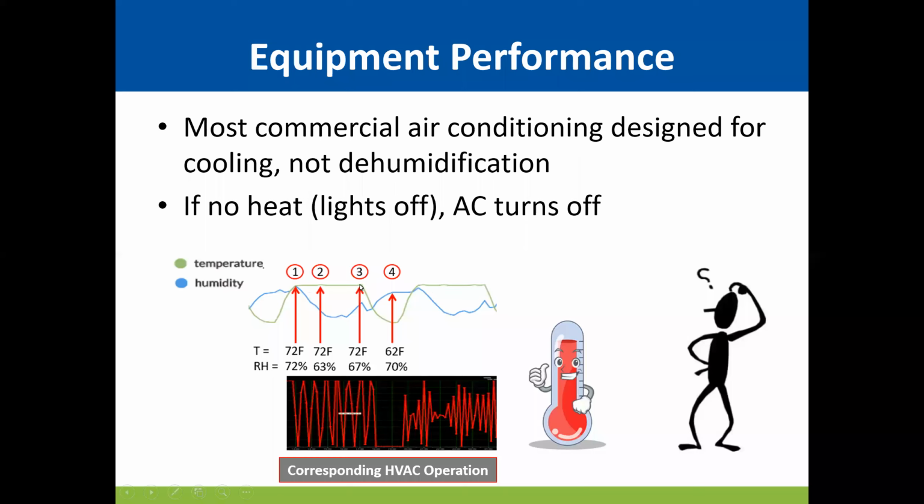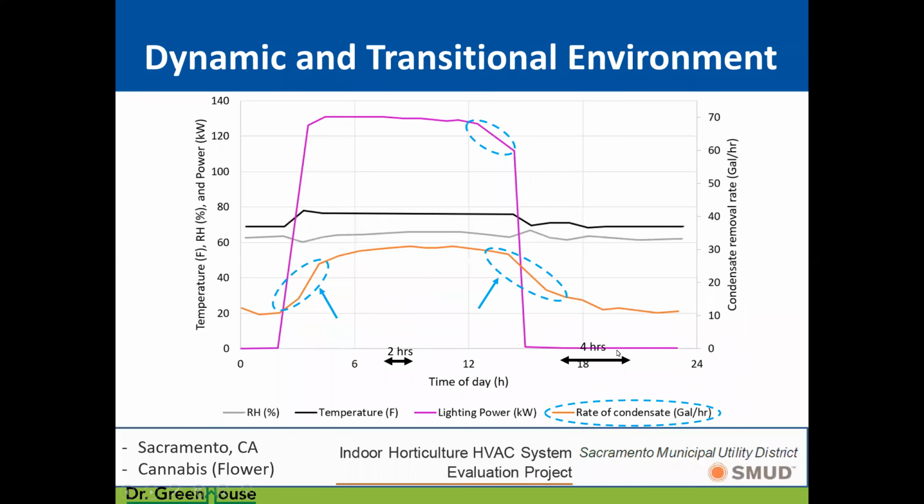So right here, we see the air conditioner turns off when the lights go out. The temperature is going down because there's no heat gain to the room, but the relative humidity is going up. It's going up for two reasons. One, because the temperature is lower and it's relative humidity. And two, because the moisture content of the air is also increasing as your plants continue to breathe.